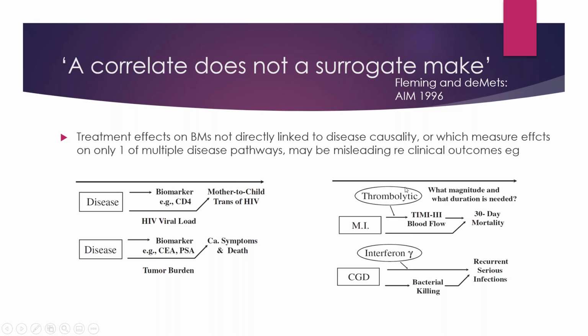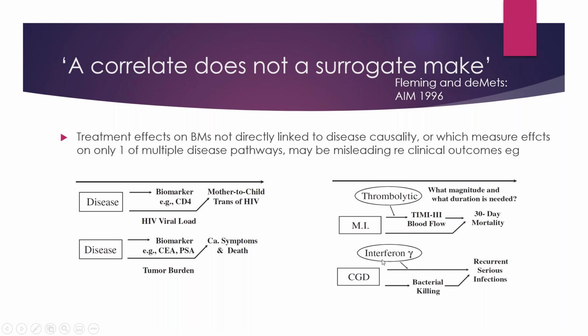Similarly, with thrombolytic agents, in looking at the risk of mortality after a myocardial infarction, there is a question around the extent to which you need to change blood flow in order to alter the 30-day cardiac mortality. And you may have an excellent effect on thrombolysis, but it may not improve blood flow sufficiently to enable the heart to recover and for the 30-day mortality rate to be reduced.